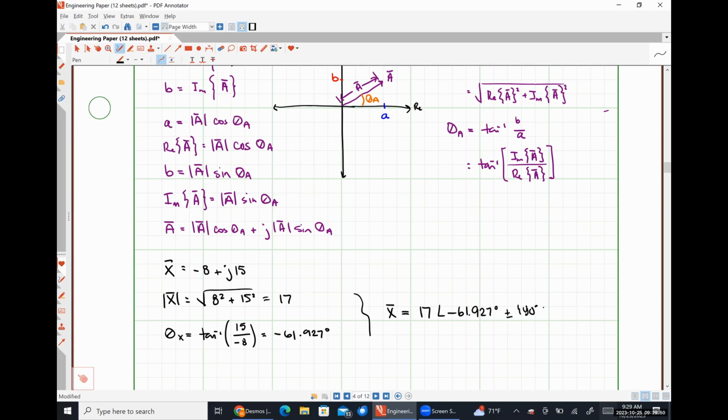Press enter, and I get 17 angle 118.072 and some change degrees, which is the right answer without having to think about whether we're in the correct quadrant. So that's how you do that conversion for folks with a TI calculator. For a Casio calculator, it is slightly different. And it also depends on what version of the Casio calculator you have.